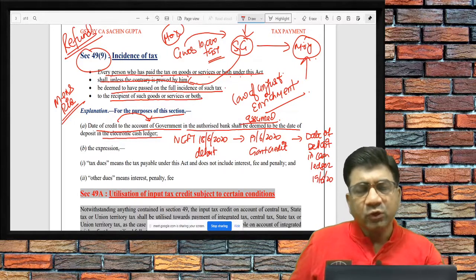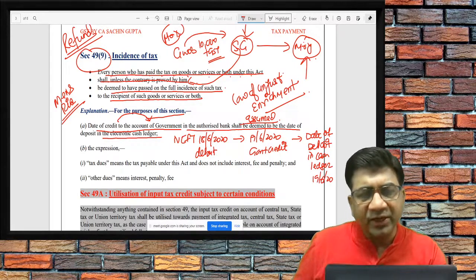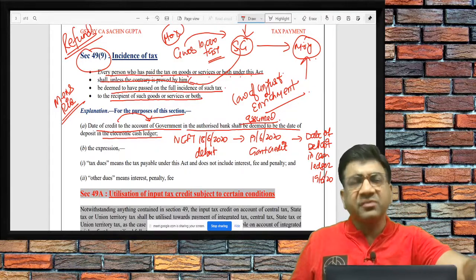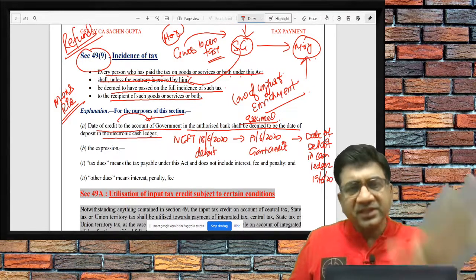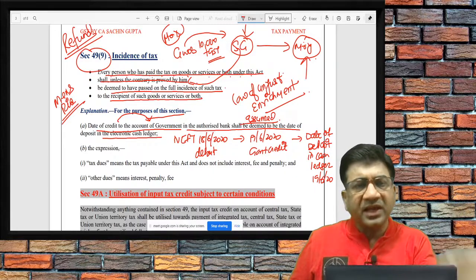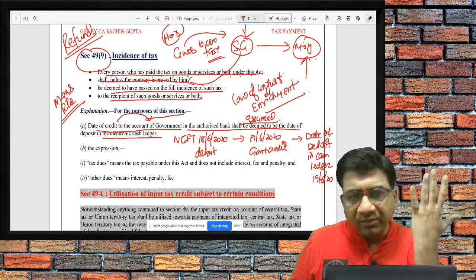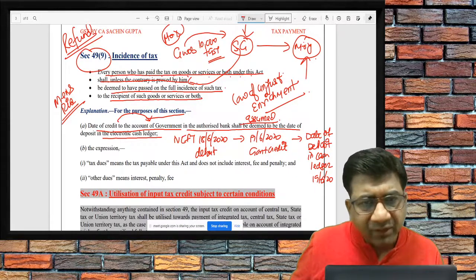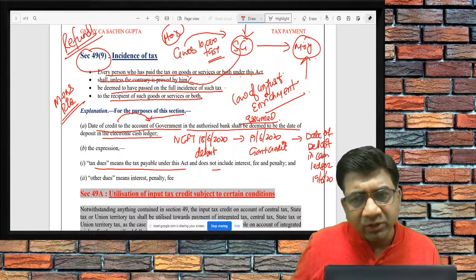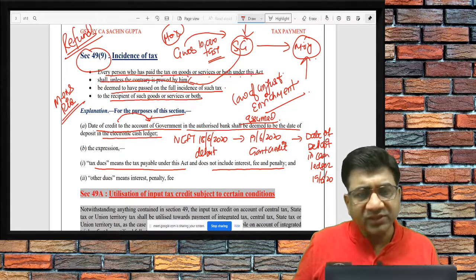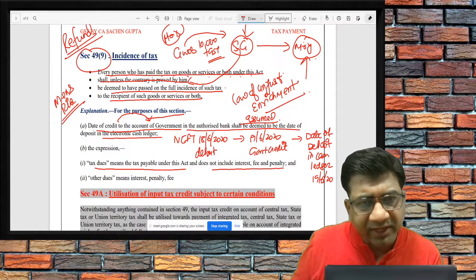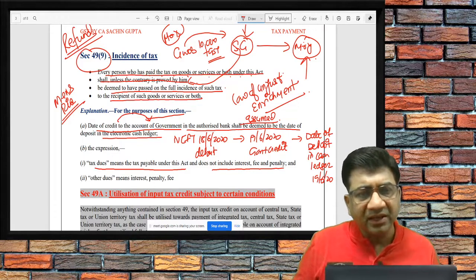देखो जी, तो कोई चीजें थोड़ी समझ के पढ़ा करो. डेट ऑफ क्रेडिट टू द अकाउंट ऑफ द गवर्नमेंट, जब गवर्नमेंट के पास क्रेडिट हुआ हम उस दिन को मानेंगे कि आपने कैश लेजर में पैसा जमा करवाया, बात खत्म. एंड टैक्स ड्यू मींस टैक्स पेबल अंडर दिस एक्ट बट डज नॉट इंक्लूड इंटरेस्ट फी एंड पेनल्टी. टैक्स ऑब्वियसली टैक्स का मतलब प्योर टैक्स, इंटरेस्ट फी पेनल्टी नहीं आएगा. अदर ड्यूज में आ जाएगा इंटरेस्ट पेनल्टी एंड फीस.